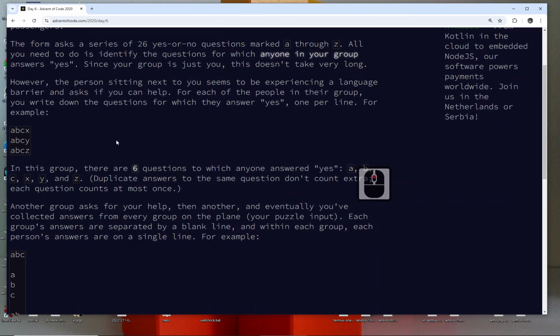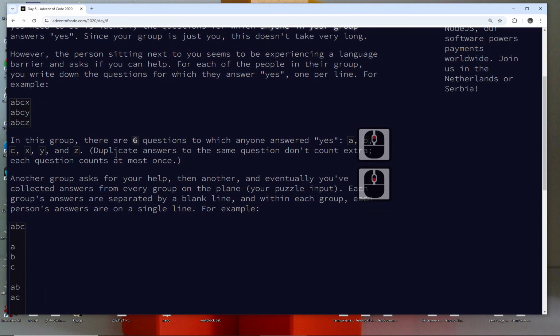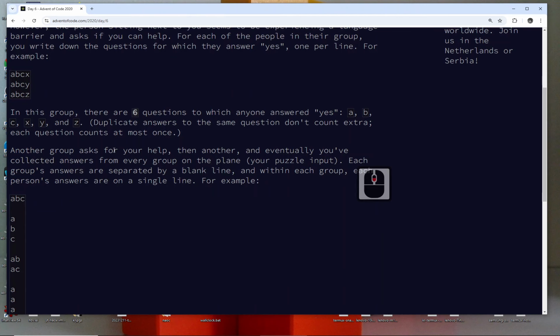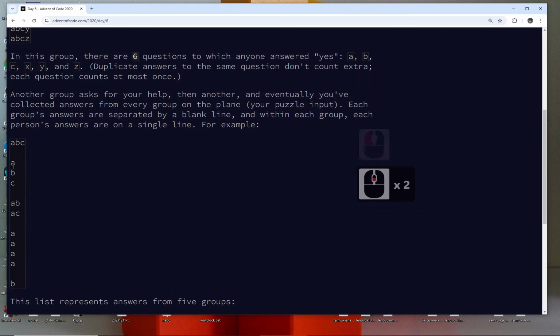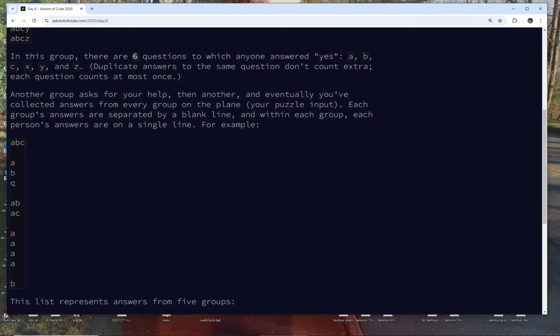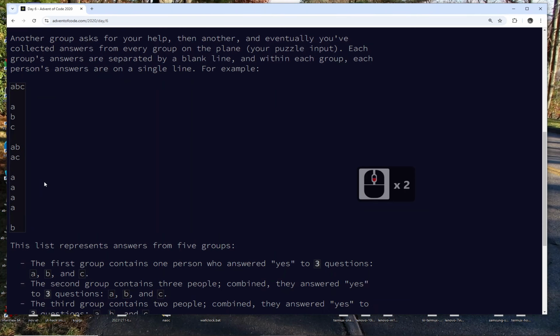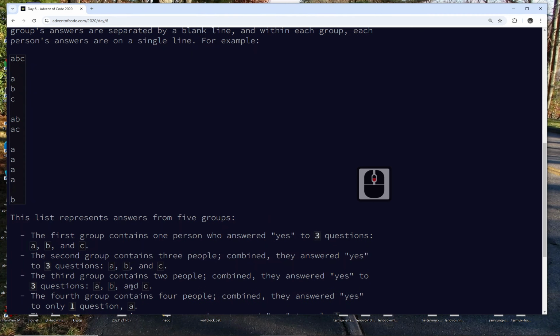This guy answered ABCY, and this guy answered ABCZ. And so the idea is that you're supposed to add up how many different questions were answered yes by members of the group. So here's a group that only has one person. ABC are the questions that are answered, so there's exactly 3. Here is a 3-person group. Each person answered a different question yes, but they're also ABC, so the answer here is also 3. This group has 2 people, AB and AC, but that's also 3 different questions answered yes to.